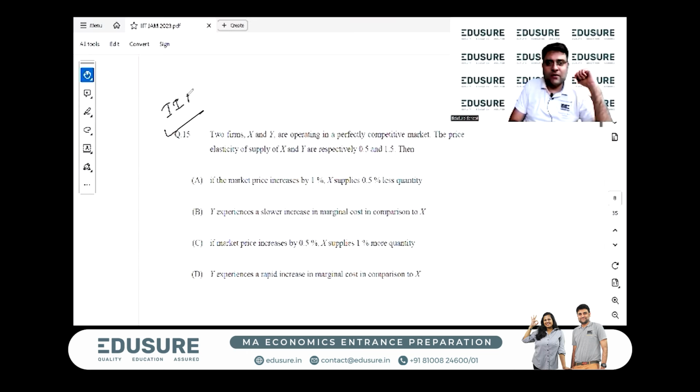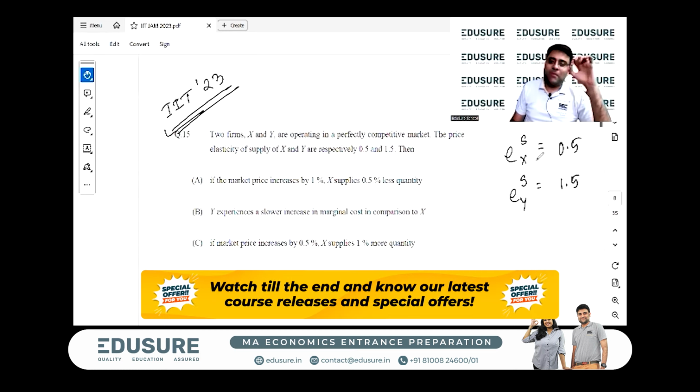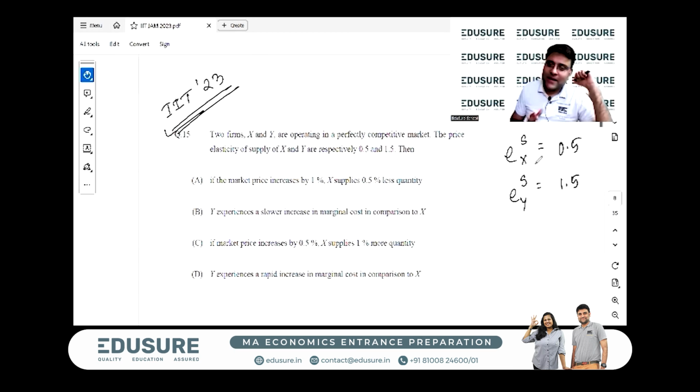IIT JAM 2023, question number 15. Two firms X and Y are operating in a perfectly competitive market. The price elasticity of supply of X is 0.5. Price elasticity of supply of Y is 1.5. So supply elasticity will basically mean as the price is increasing, the quantity will increase. If the market price increases 1%, X supplies less, not possible. It will supply more. If the price increases by 0.5%, X will supply 0.25% because the elasticity is 0.5.